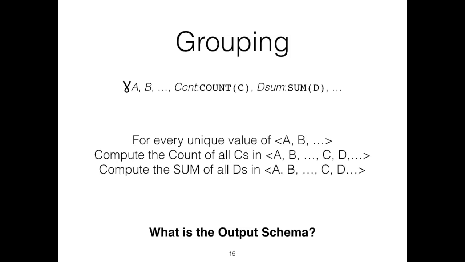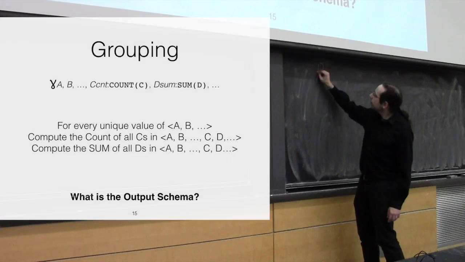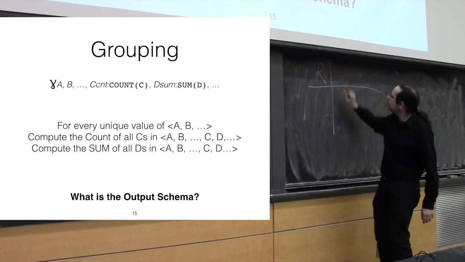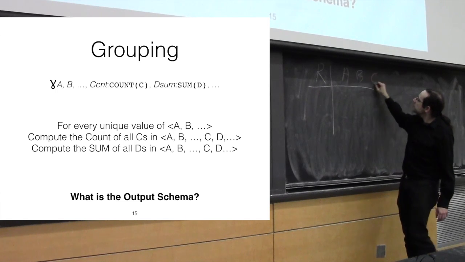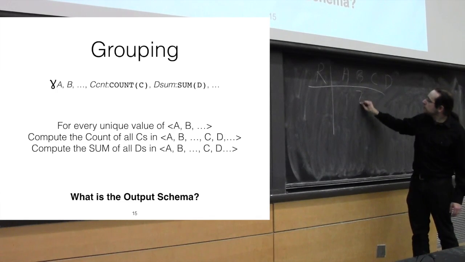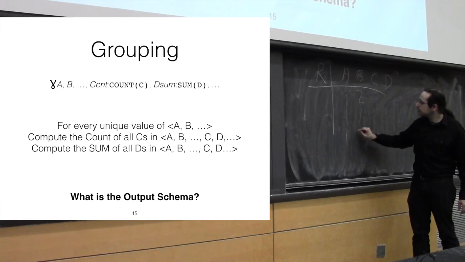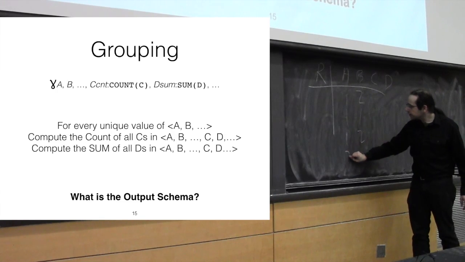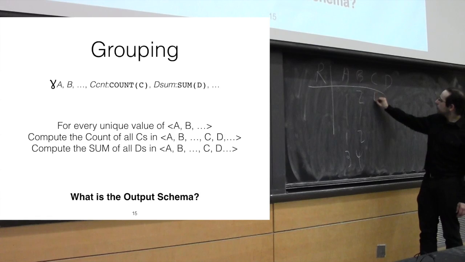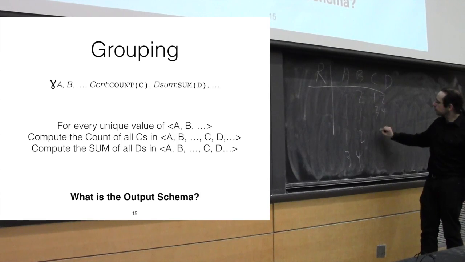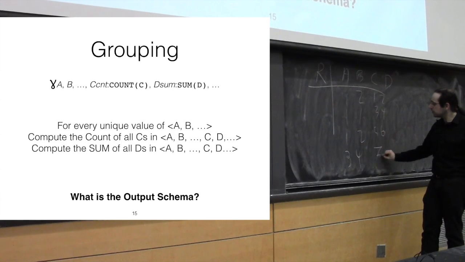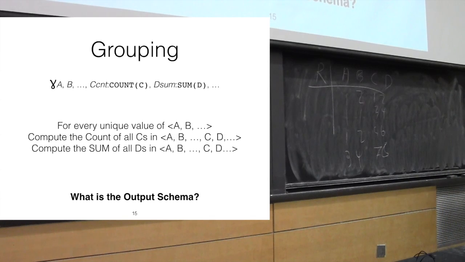Let me give you a simple example on the board here. Let's say you have R of A, B, C, D: 1, 2, 1, 1; 1, 2, 3, 4; 1, 2, 3, 4; 5, 6, 7, 8. Okay, so what groups would I generate out of this?